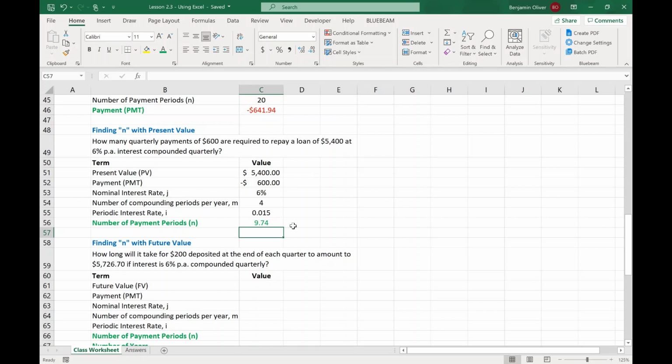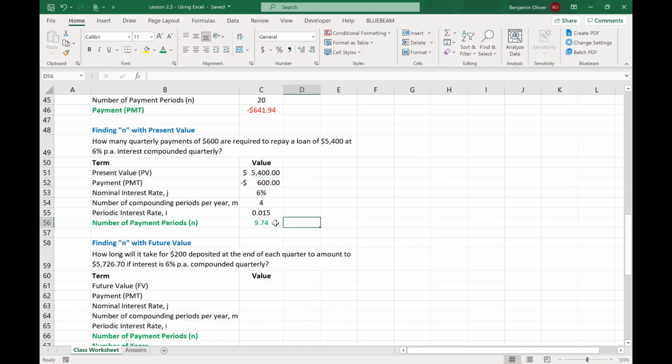Okay, 9.74 payment periods. Again, with a loan, remember that would mean that you round up to 10 payment periods, right? Because after your 9th payment, you still have a portion of your loan left over. Okay, just it won't be the full payment value of $600. It might be something like $450 or something like that. Okay, so it'll be a portion of it.